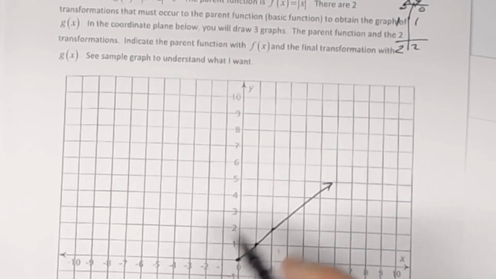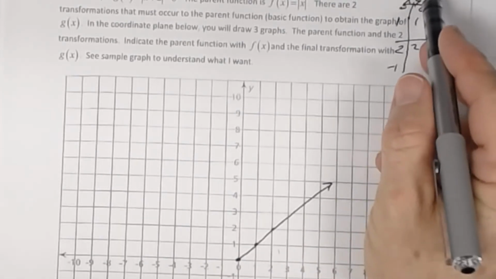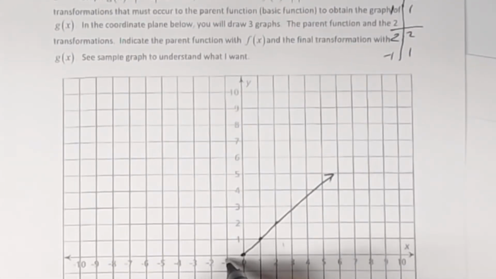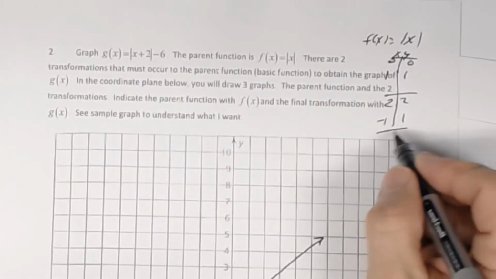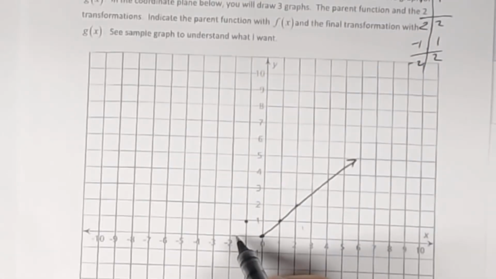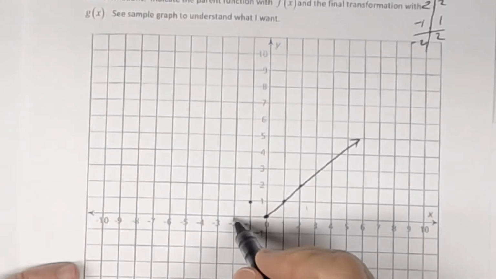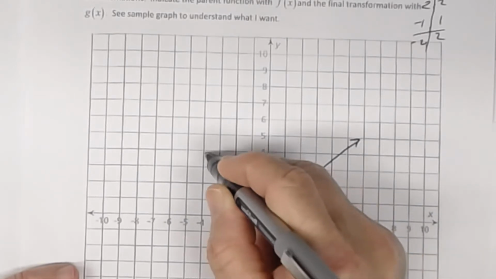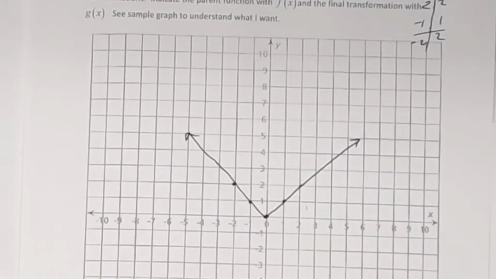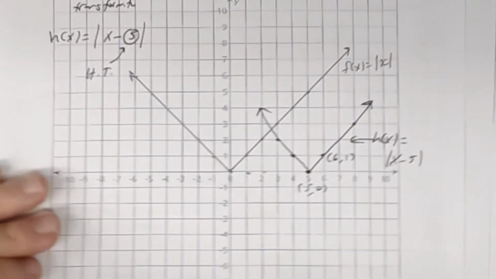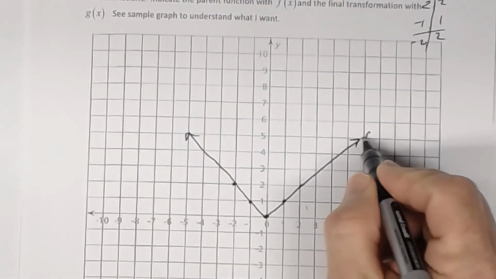So if x is negative 1, the absolute value of negative 1 is a positive 1. So I get the point negative 1, 1. And then if x is negative 2, I get the absolute value of negative 2, which is positive 2. So if I plot the point negative 2, 2, I get this. And so this side looks like this. Okay? All right, so that's your parent function, and that's what you saw in number 1, by the way. So I drew the parent function.